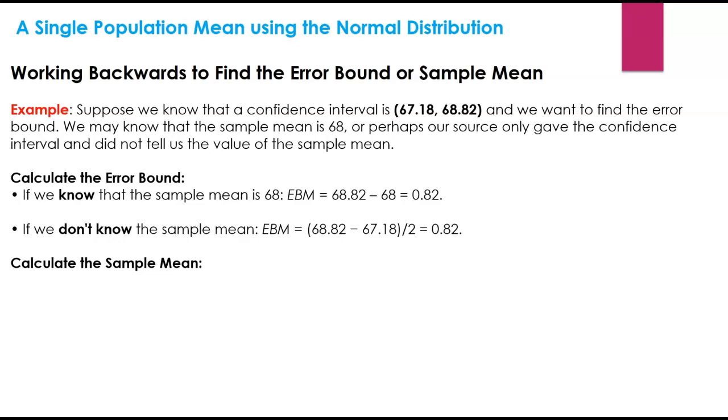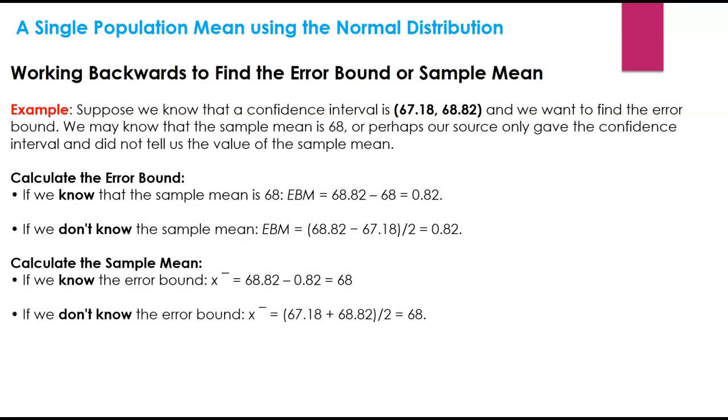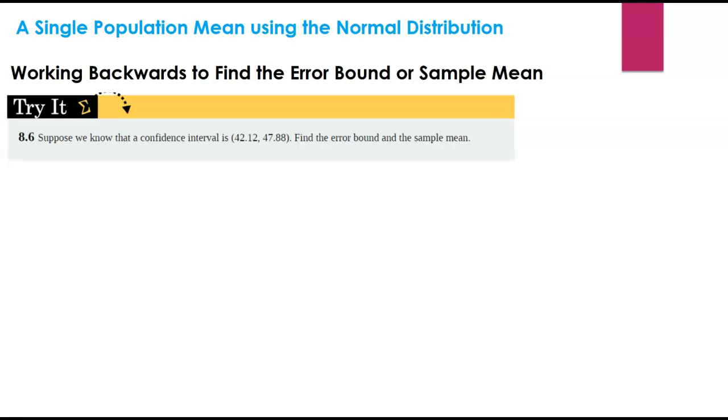Calculate the sample mean. If we know the error bound, we can subtract 0.82 from the upper bound and get 68, which is the sample mean that you can see above. Alternatively, we can simply average those two by adding the lower and upper bounds and dividing by 2 and getting 68. Again, it's easy to show by algebra that these two answers are the same because the calculations are essentially the same. Here's an example you should try. So you can stop the video, try this, and then start it again when you want to see the answer.